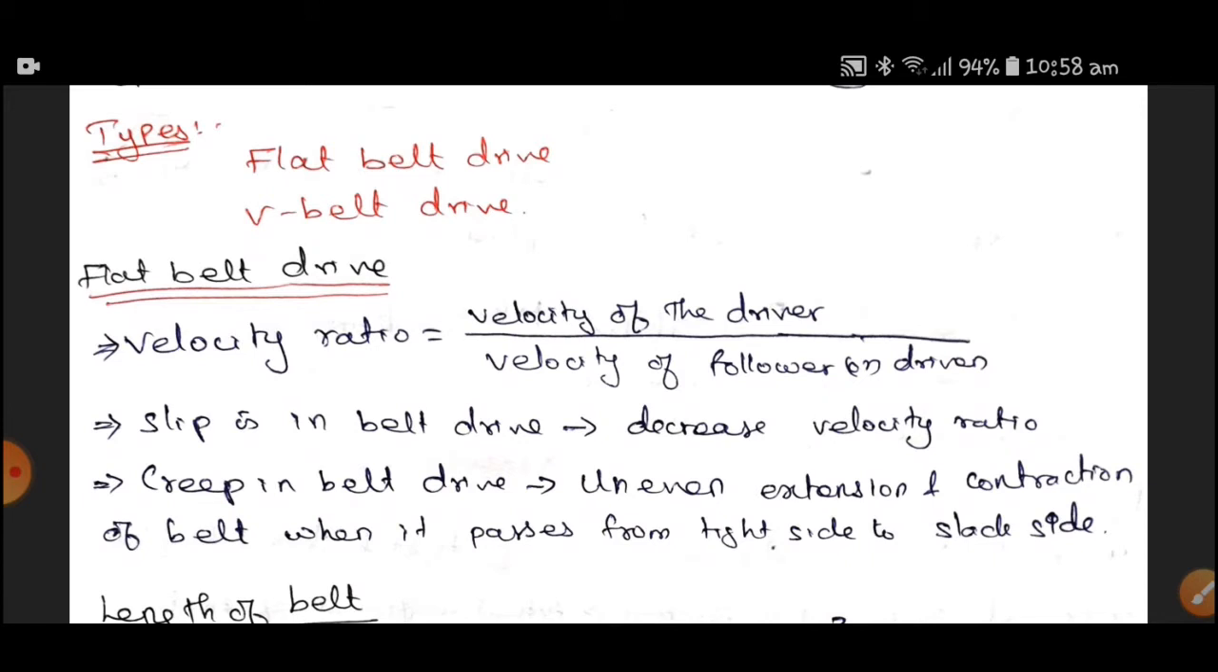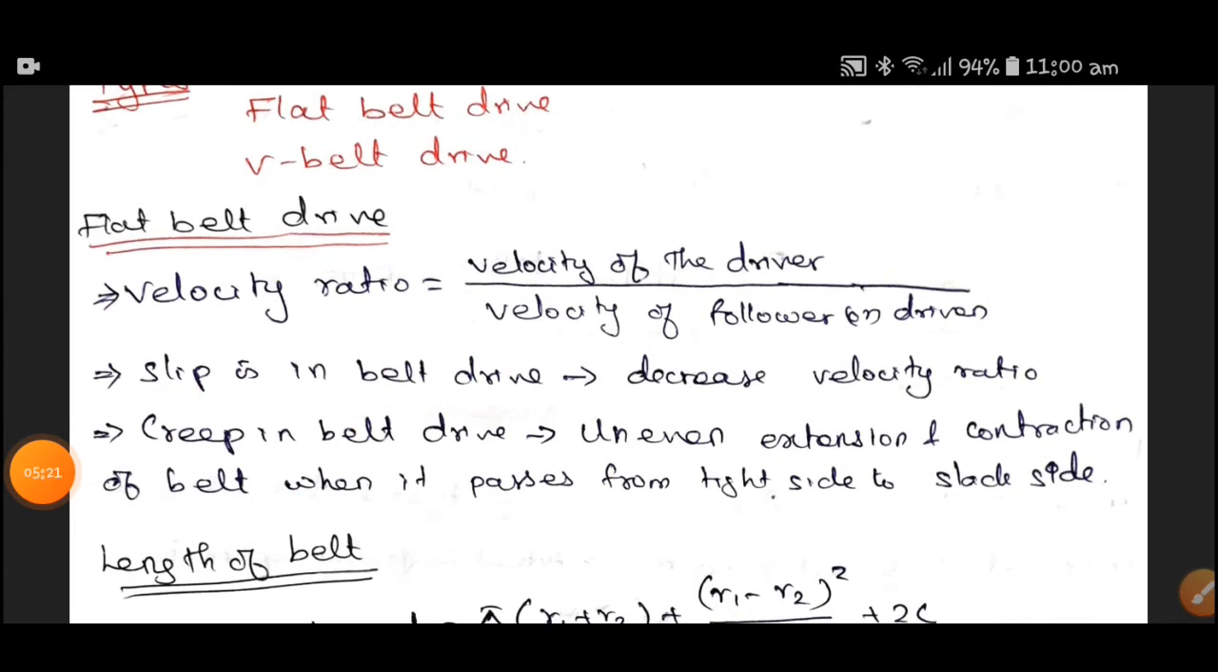This slip will make the belt drive into a non-positive driving mechanism. Here the slip in the belt drive will decrease the velocity ratio. Slip in the belt drive will reduce the velocity ratio, and also creep in the belt drive is an uneven extension and contraction of the belt when it passes from tight side to slack side.